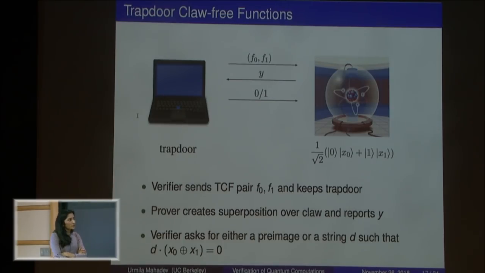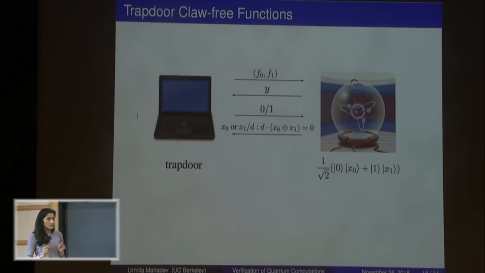If the verifier asks for a pre-image, he can measure the state in the standard basis and report the answer. If the verifier asks for a string D, he can measure the state in the Hadamard basis and report the answer. So this is a task which is very easy for a quantum machine to pass. And on top of all this, the verifier can actually check that the prover is passing the test properly, because the verifier can extract x0 and x1 and check that the string D satisfies this equation.